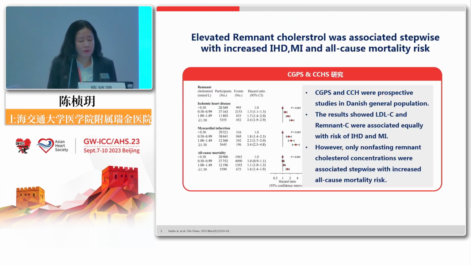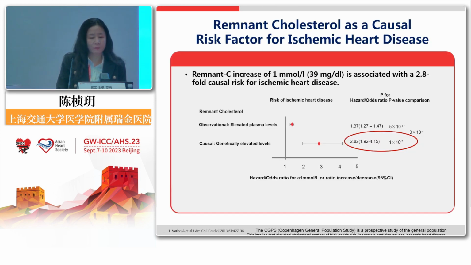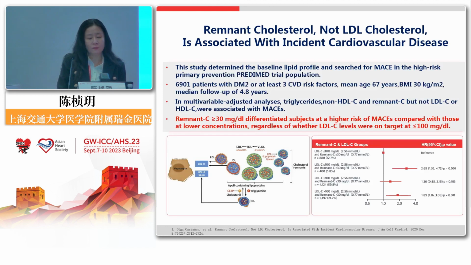Another study, also from Denmark, in the general population, showed elevated remnant cholesterol was associated stepwise with increased ischemic heart disease, myocardial infarction, and all-cause mortality risk. The study also showed remnant cholesterol as a causal risk factor for ischemic heart disease. A remnant cholesterol increase of 1 millimole per liter is associated with a 2.8-fold causal risk for IHD.